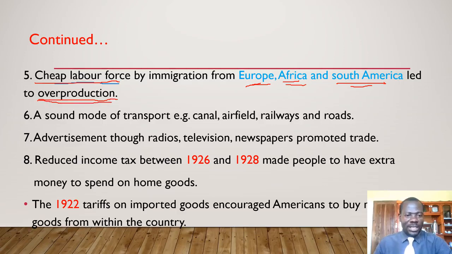Another factor for the economic boom in the USA was the sound mode of transport. By the 1920s, the Americans had good modes of transport. They were using canals, airfields, and aeroplanes were around by that time. The railways were there, and good roads. While we are still struggling to have good roads, we talk of America having good roads in the 1920s.